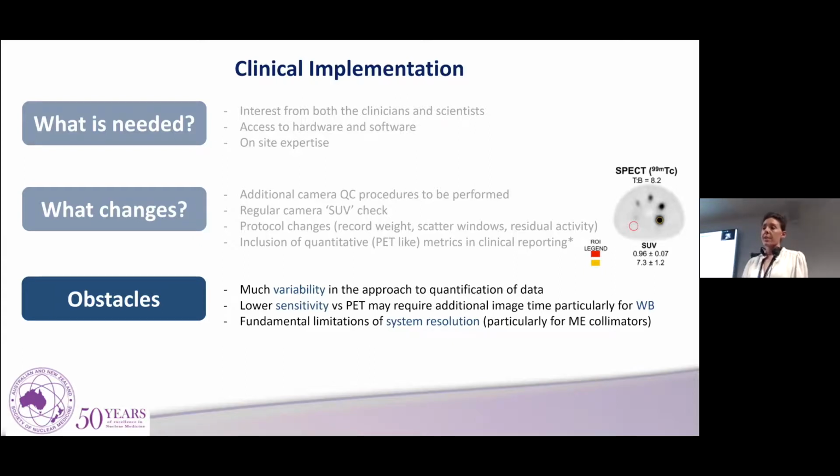We also have the issue of the fundamental limitation of the system resolution of our SPECT systems, and this has really plagued SPECT and quantification since the very early days, and we will notice that it becomes more of an issue with the medium energy collimators, which of course we're relying on for a lot of our theranostics work.